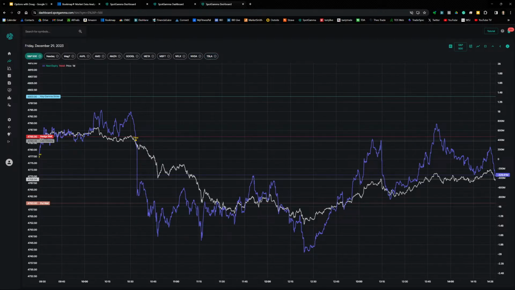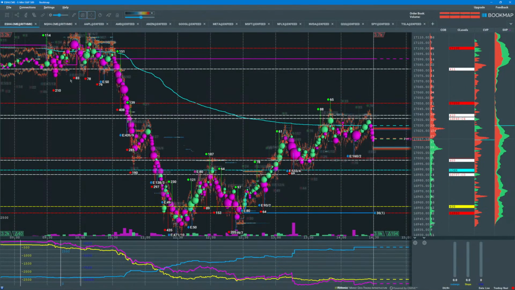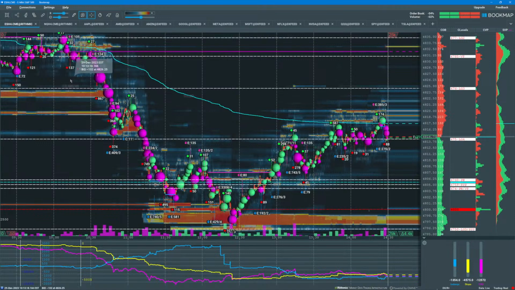All right, let's go to Bookmap. One final look at the S&P 500. All right, maybe finding resistance at VWAP.